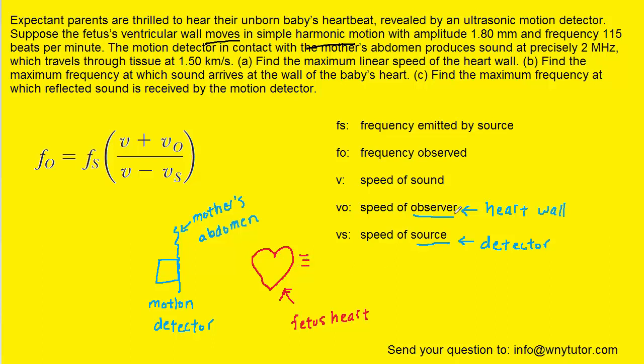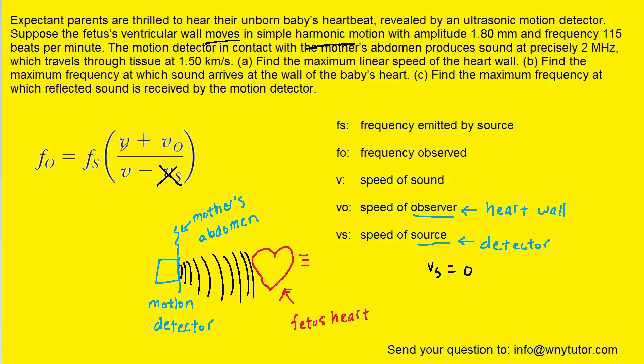So we can assume that that heart is actually the moving object. And that's why we're calling the observer the heart wall, and then the actual source is going to be this detector, which is sort of emitting a sound source towards the fetus's heart. Now, the detector itself is stationary, so we know that the speed of that source is going to equal 0. And so in the equation, we're going to end up eliminating this term. And then as we figured out in part A, the speed of the observer, or the heart wall, is that value that we determined, that 2.17 times 10 to the negative 2 meters per second.